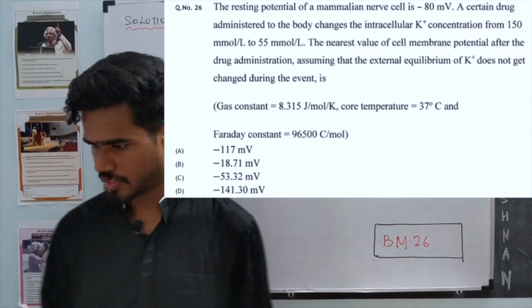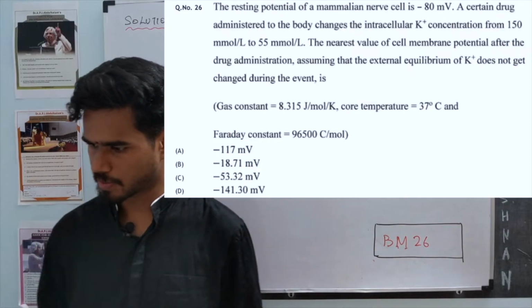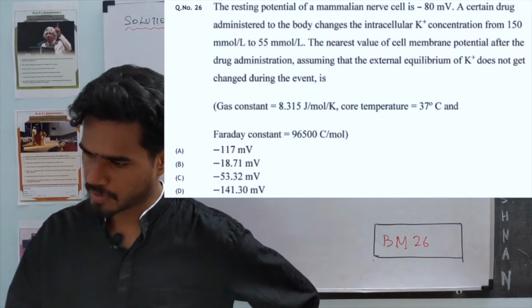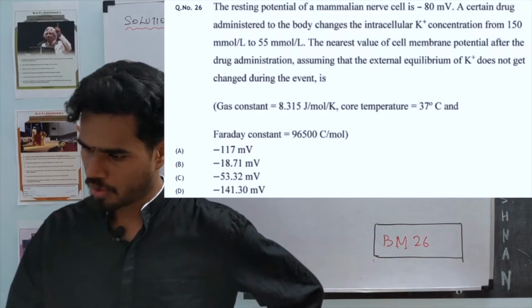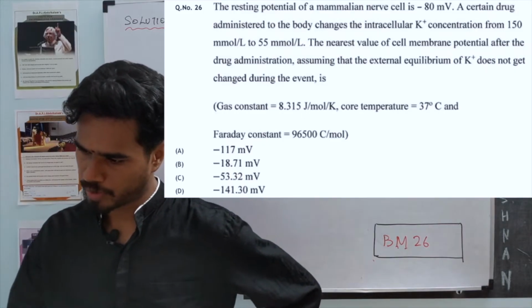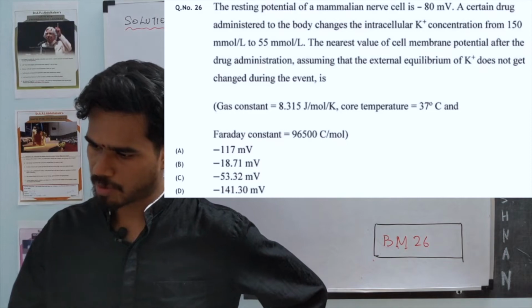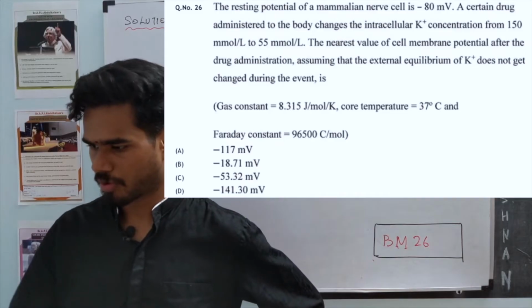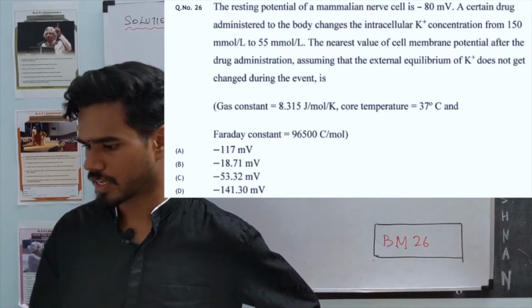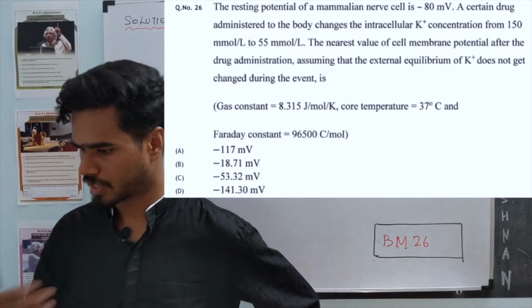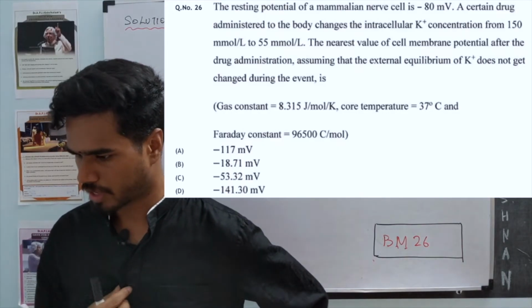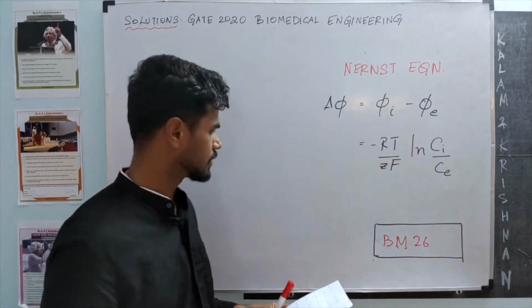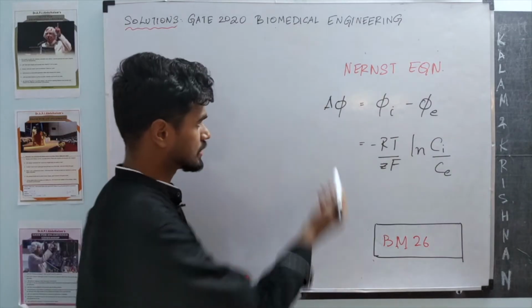26th question. The resting potential of a mammalian nerve cell is minus 80 millivolts. A certain drug administered to the body changes the intracellular potassium concentration from 150 millimole per liter to 55 millimole per liter. The nearest value of cell membrane potential after the drug administration, assuming that the external equilibrium of potassium ions does not get changed during the event, is dash. The gas constant, core body temperature, and Faraday constant are given. The solution depends on application of what is known as the Nernst equation.